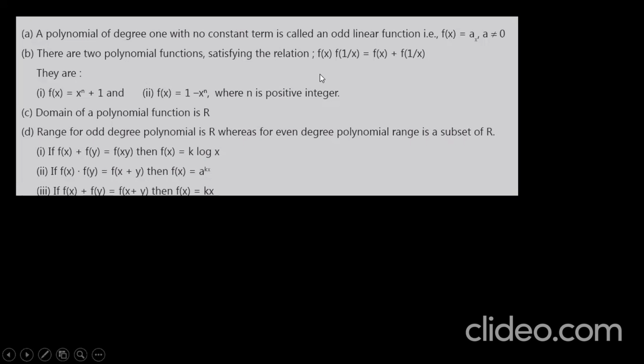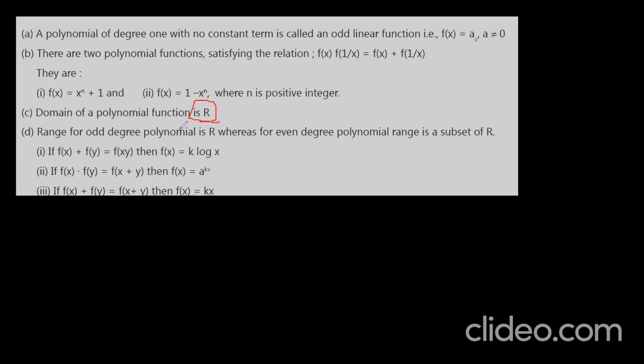There are two polynomial functions satisfying the relation f of x into f of 1 by x equals f of x plus f of 1 by x. They are f of x is equal to x power n plus 1, and f of x is equal to 1 minus x power n, where n is a positive integer. Domain of a polynomial function is what? We can give all real numbers to the polynomial function.